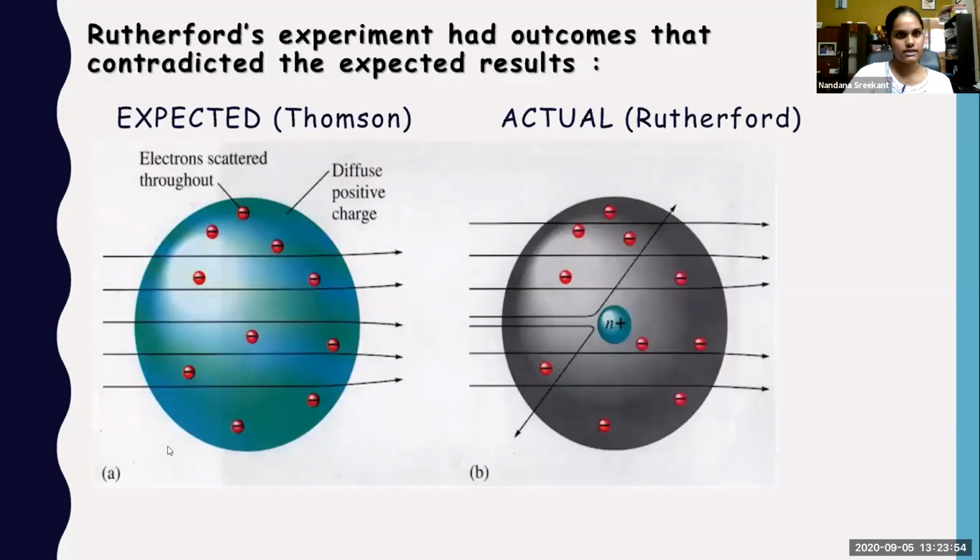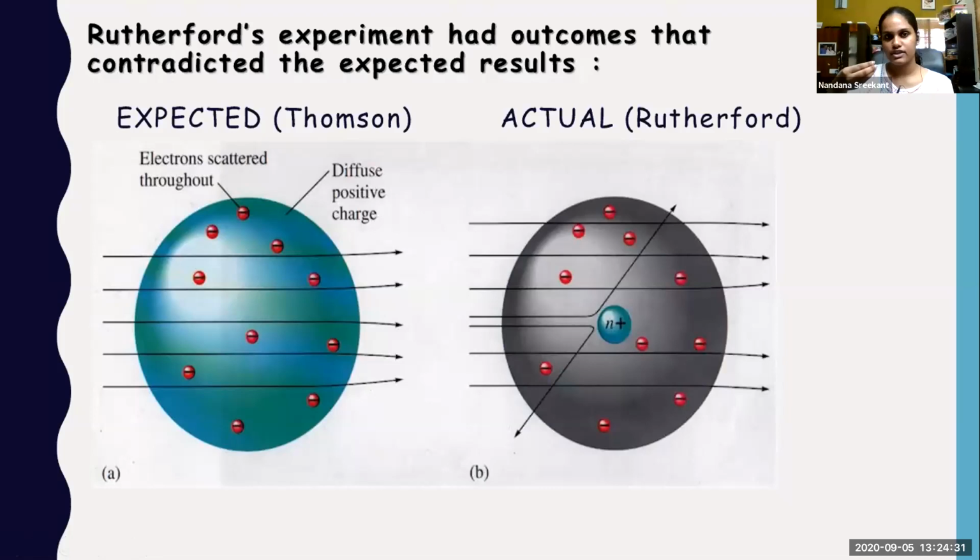Now we see the expected results and the actual results. The expected results were on the basis of Thomson's model, and the actual results were on the basis of Rutherford's model, how he found his model. So according to Thomson's model, he expected all of these alpha particles to go straight without any deflection because the mass was uniformly distributed and alpha particles have high energy. So they can pass through these atoms without any deflection.